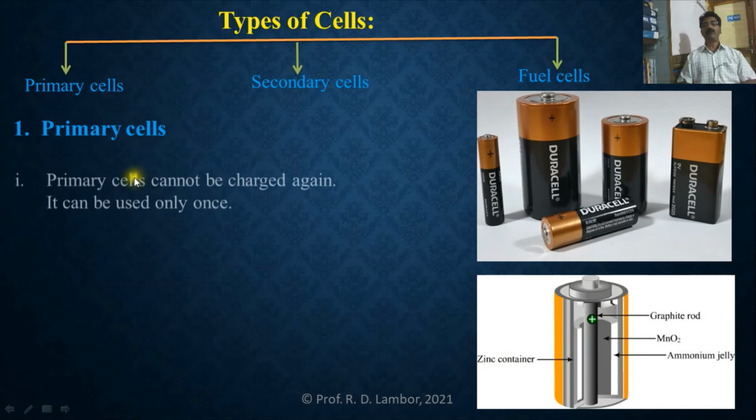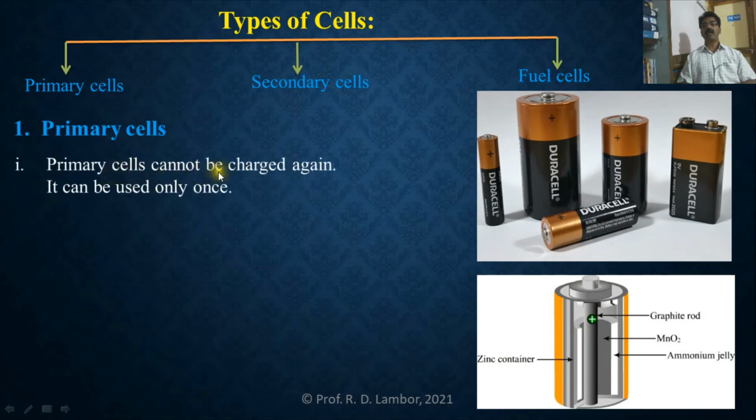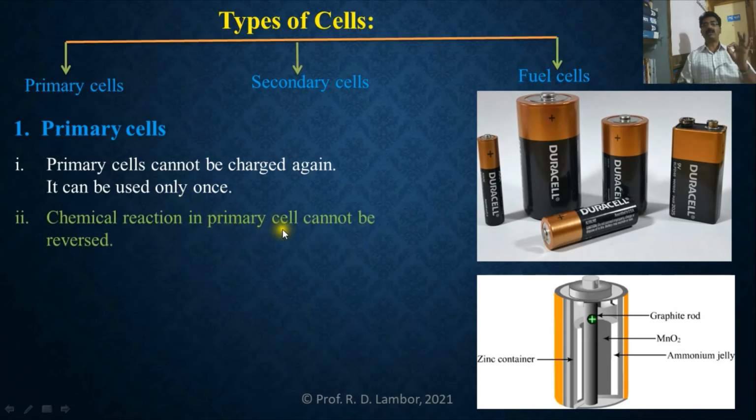Now, primary cells cannot be charged again. We cannot reuse them. Once used, you can throw them away. That's why primary cells cannot be charged again. They can be used only once. Therefore, chemical reactions in primary cells cannot be reversed.